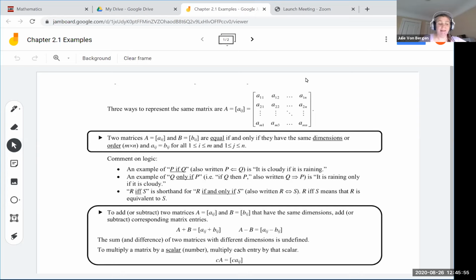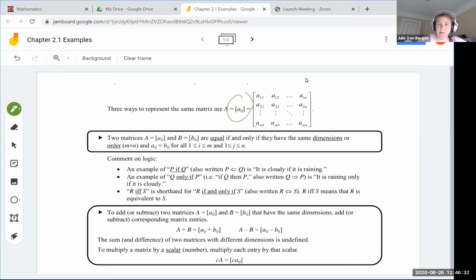We can use the uppercase letter. In this case, we use A. Other common letters are B, C, D, etc. A matrix can be represented the second way here as a representative element enclosed in brackets. So in this case, A with the subscripts i and j that correspond with the dimensions or locations for each element inside the matrix. And then the third way is as a rectangular array of numbers.